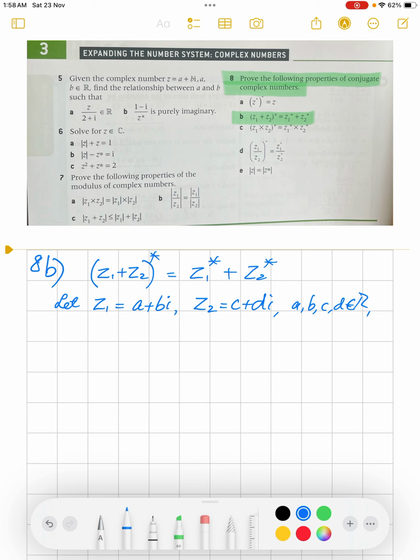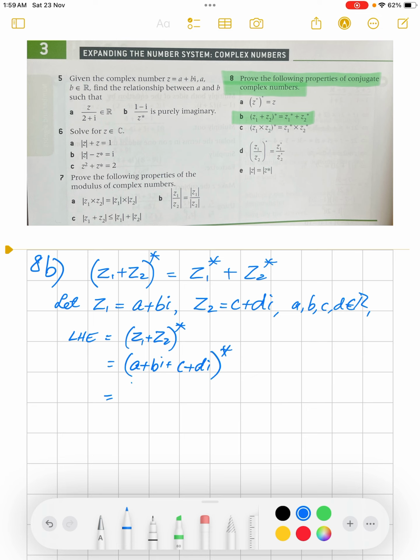So let's substitute. We put A plus BI, and now we want Z2. Well, actually, let's set it out like this. Let's say the left-hand expression equals Z1 plus Z2. Start with what the left-hand expression equals. Now we put the substitution in here. Z2 is C plus DI, and we want the conjugate of that.